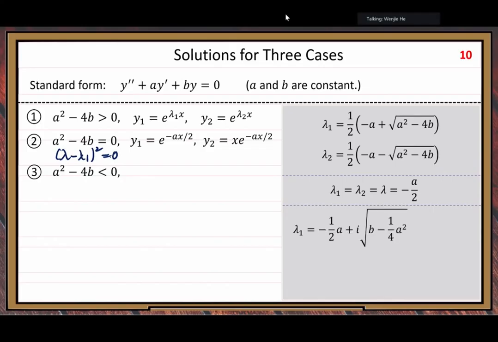Case number 3. This time you have complex roots, with an i, because b is greater than 1/4 times a squared. Yes, b is greater than that, divided by 4.